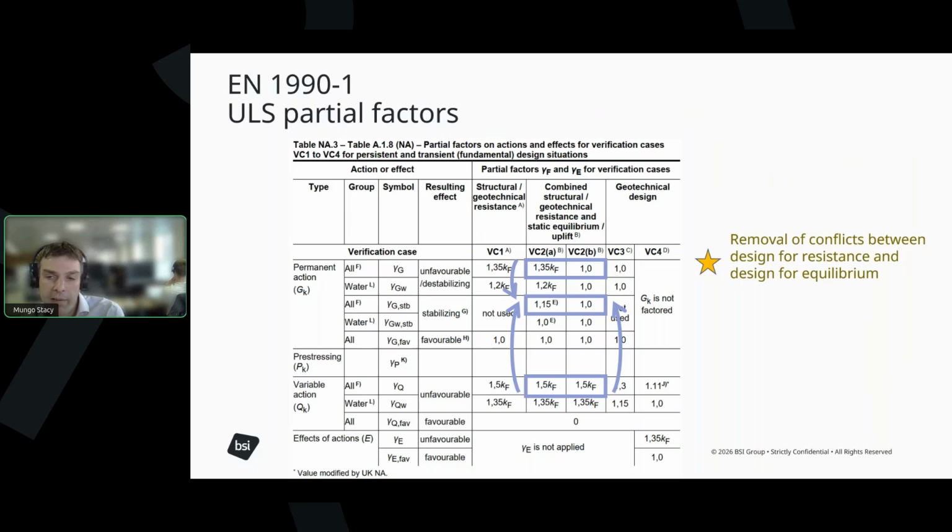In cases where you have the variable action dominating, then the VC2B kicks in, and in that case it's the ratio between the 1.5 on the unfavorable variable force and the 1.0 on the stabilizing permanent action that's important. And again, that ratio is the same as it was in first generation Eurocode. So we have the removal of conflicts between design for resistance and design for equilibrium.